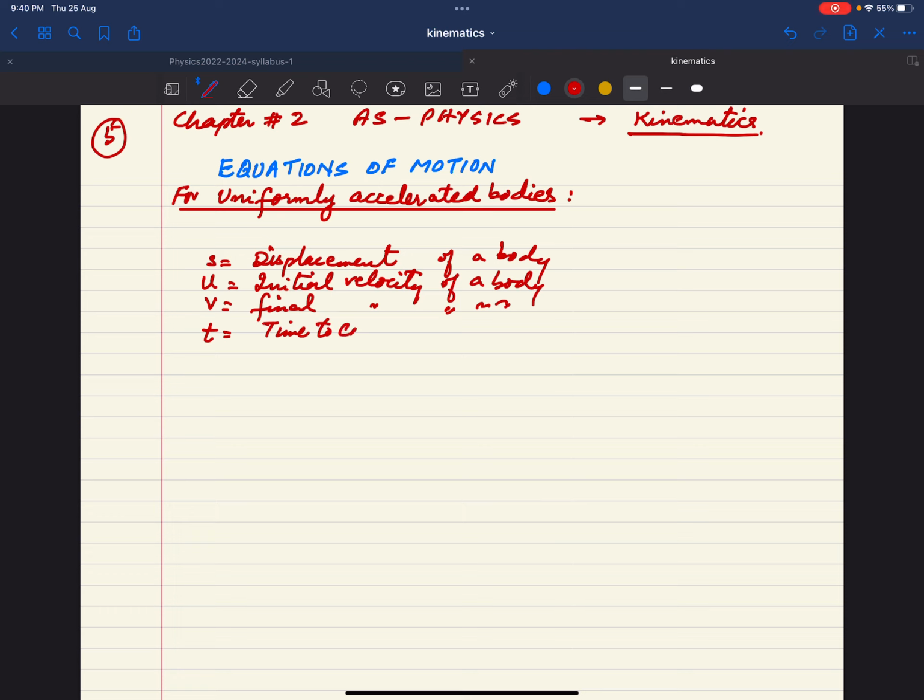to cover a displacement, or time to change the velocity. And A is the acceleration of a body. These are the important terms when we are going to discuss equations of motion.